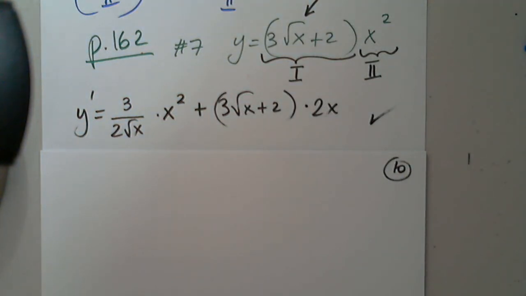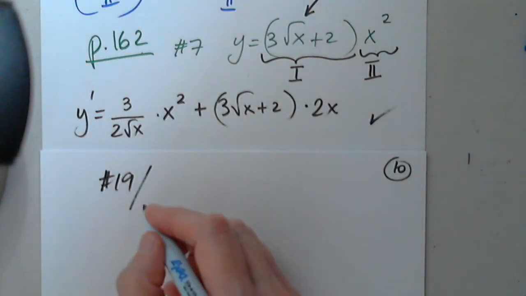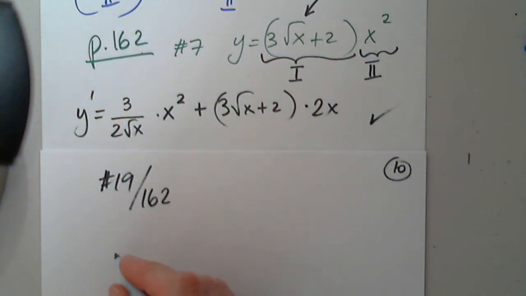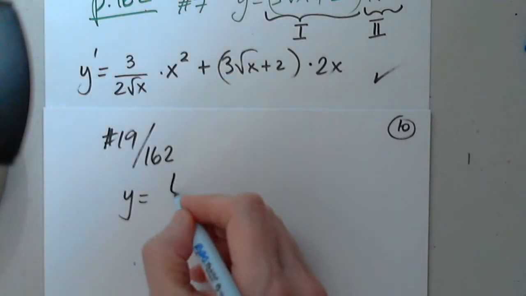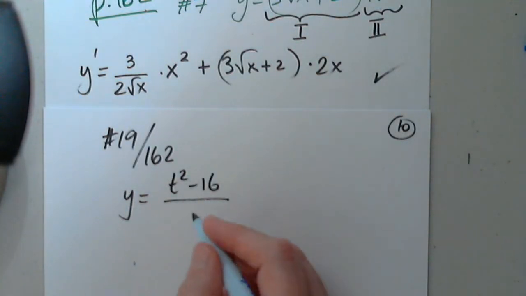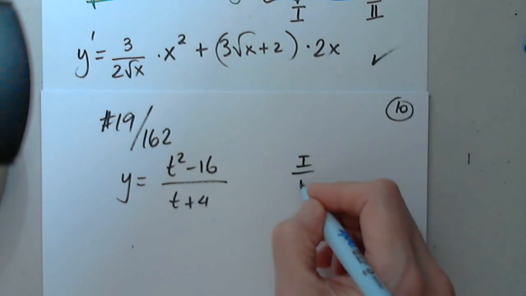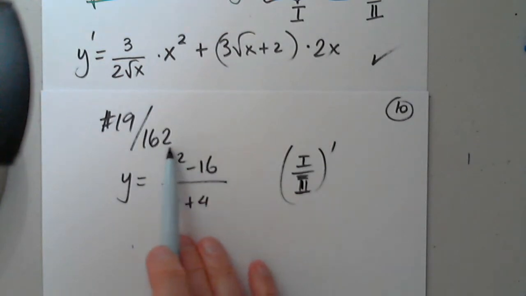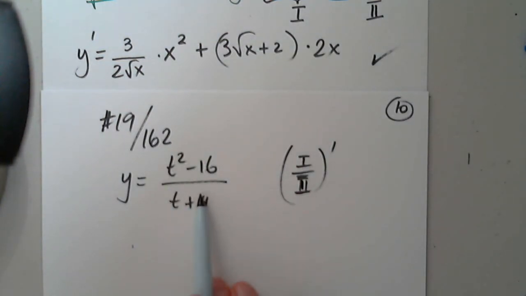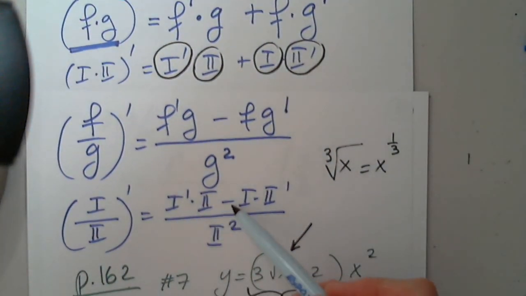Okay, so let's look at a quotient rule. Something like 19. Still on the same page, 162. Yes, these problems are easy. They're easy because we work on them together. So they do require work, meaning practice, please. Okay, so this is my 1 and this is my 2. So now I apply this formula: 1 prime times 2 minus 1 times 2 prime over 2 squared.